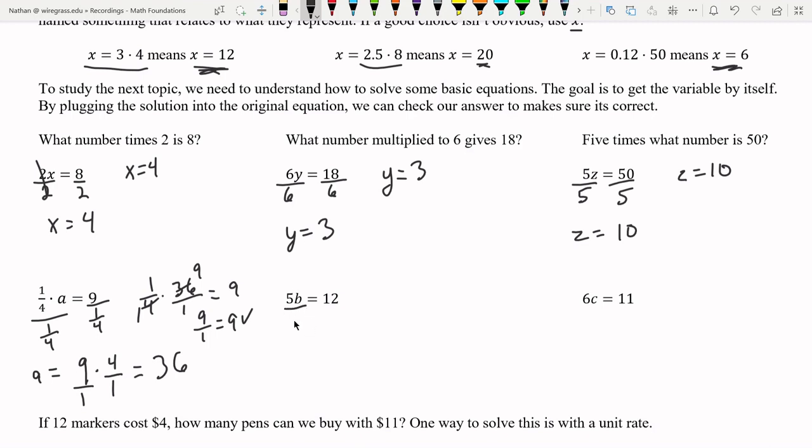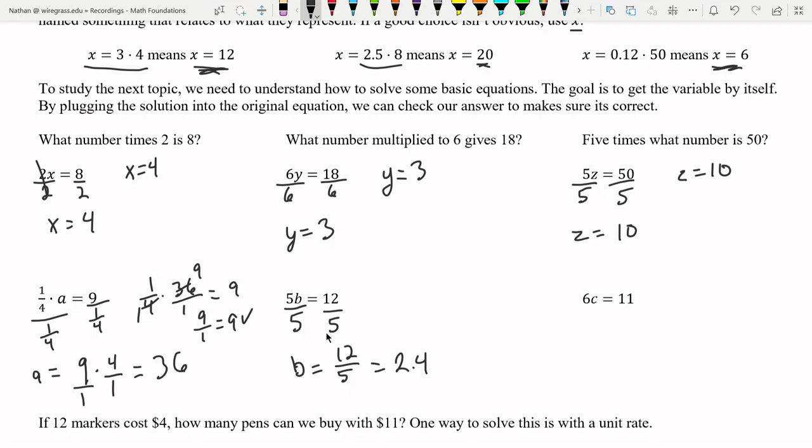Okay, for this one, we can divide by 5. Divide by 5. b equals, you can either write it as 12/5, just leave it as a fraction, or you can do the division on a calculator and get the decimal number. This would be 2.4.